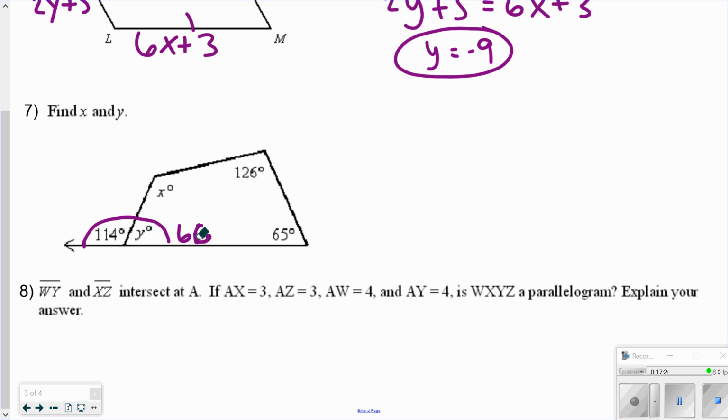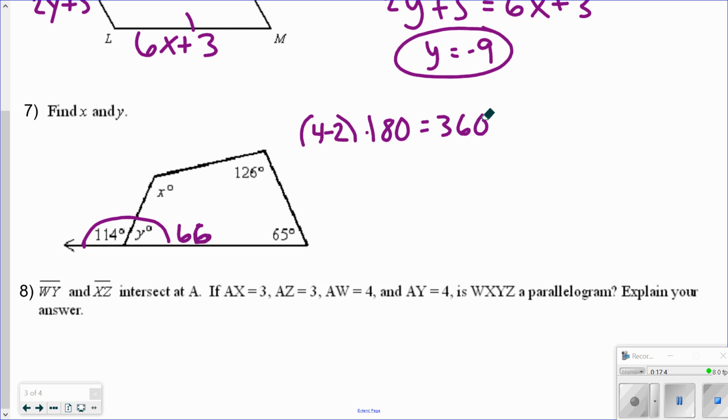Okay. Now I need to look at the type of shape I have, and I have a quadrilateral because there's 4 sides here. So if I have a quadrilateral, I know that the sum of the interior angles is 360. How do I know that? Well, I have to use my interior angle equation, which is 4 minus 2 times 180. You end up getting 360.